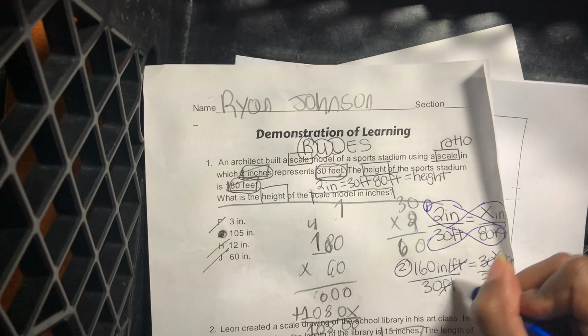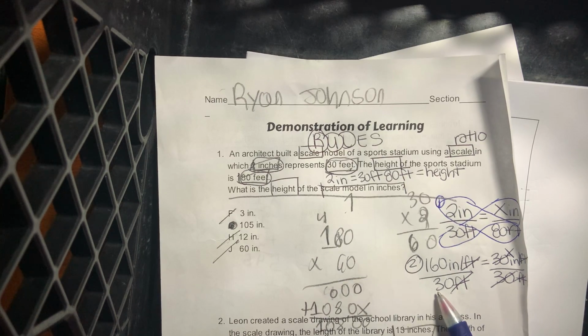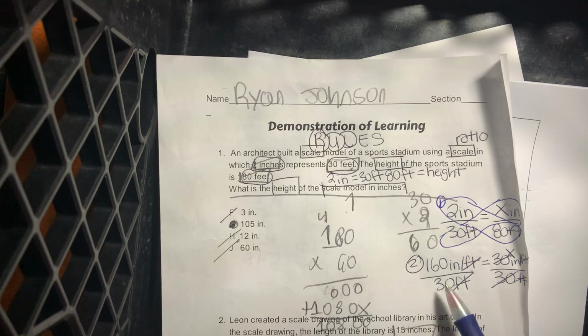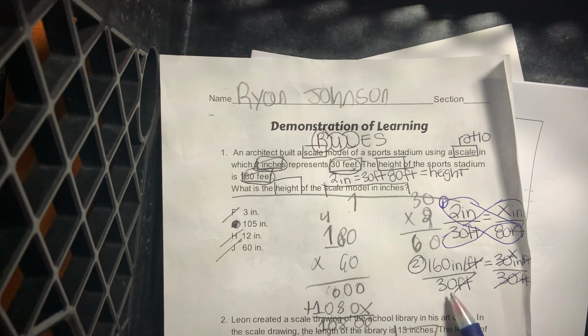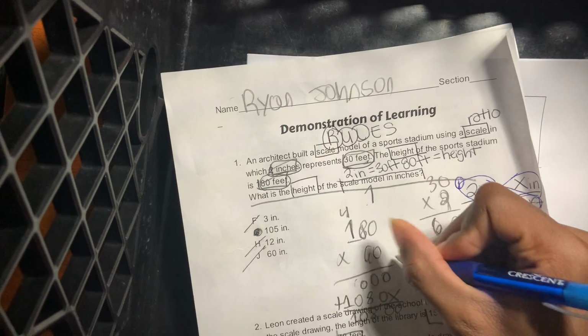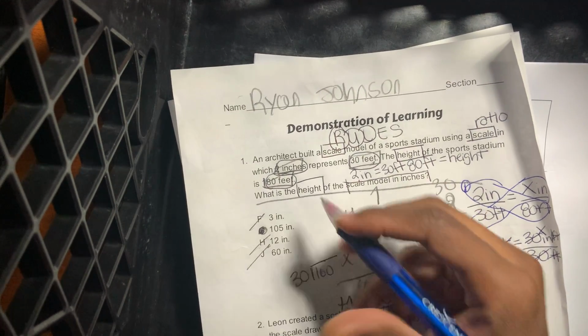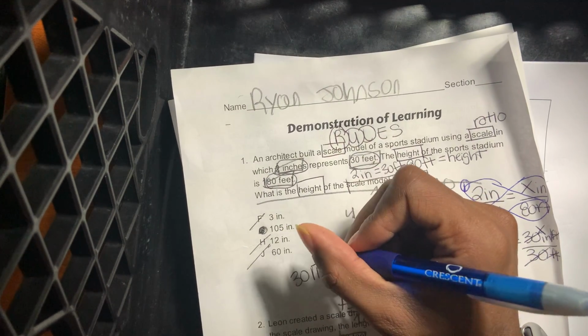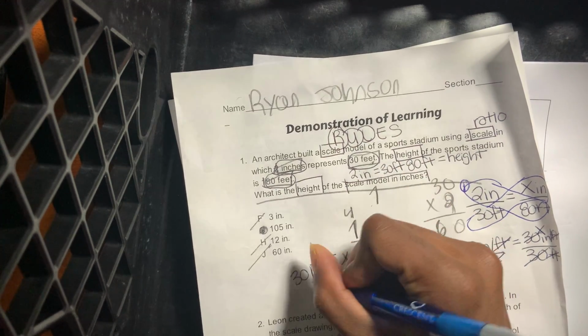So we're crossing off the feet. 30 goes into 60 how many times? 30, 60, 90, 120, 150. So we have 30 goes into 160. We can divide this out. 30 into 160. 30 goes in, 30, 60, 90, 120, 150. So I got 5, that is 150.